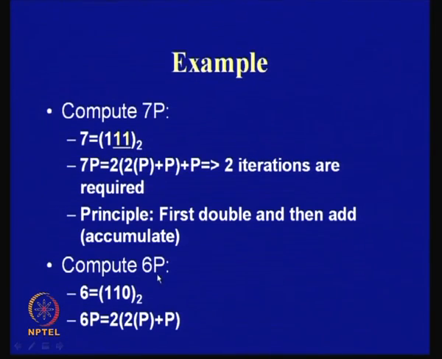Similarly, if you want to compute 6 p, it is 1 1 0. Because of this 1 you have to do 2 into p plus p, but since this is 0 you have to do only a doubling operation; you do not need to do the addition operation. So in this case it is 3 p into 2, which is 6 p. That is the MSB first approach of obtaining the scalar multiplication.